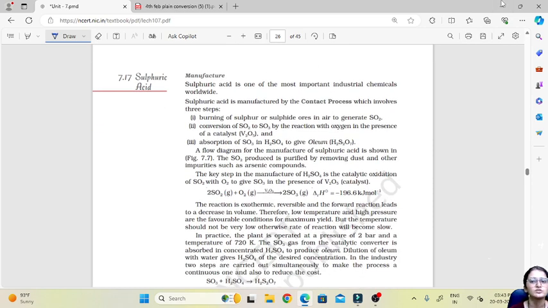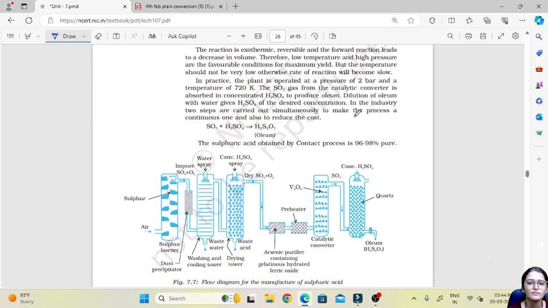It is one of the most important industrial chemicals worldwide, and is prepared commercially by the contact process. It involves 3 steps. First step is burning of sulfur or sulfide ores in air to generate SO2. Second step, conversion of sulfur dioxide to sulfur trioxide by the reaction with oxygen in presence of catalyst V2O5. And third step is absorption of sulfur trioxide in sulfuric acid to give oleum. So this is the last step to give oleum.